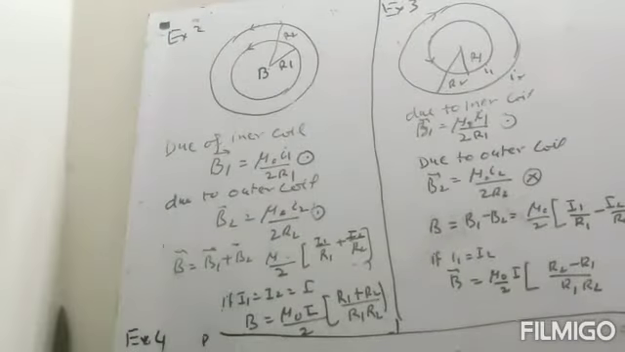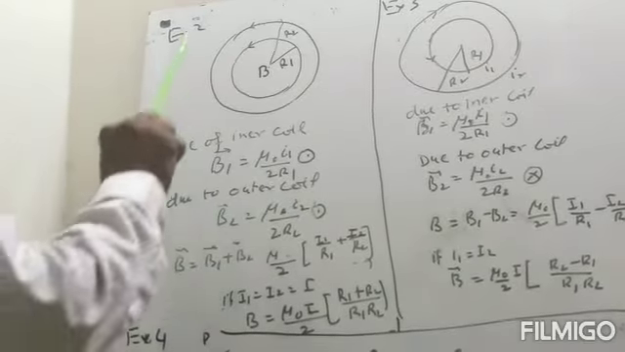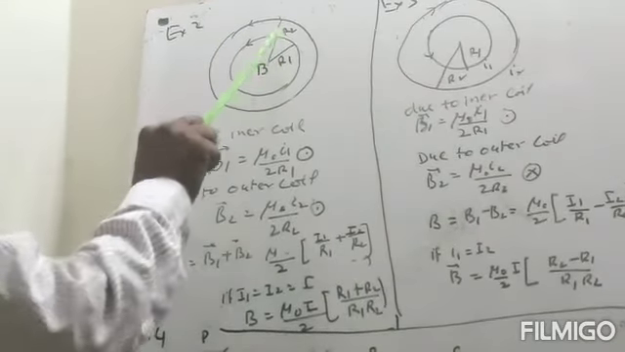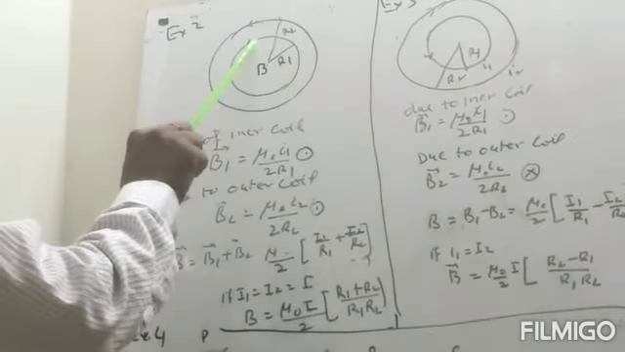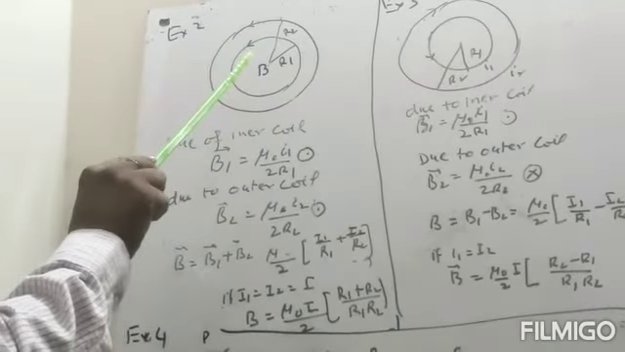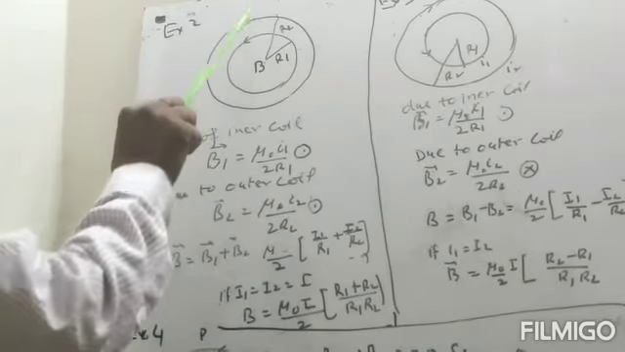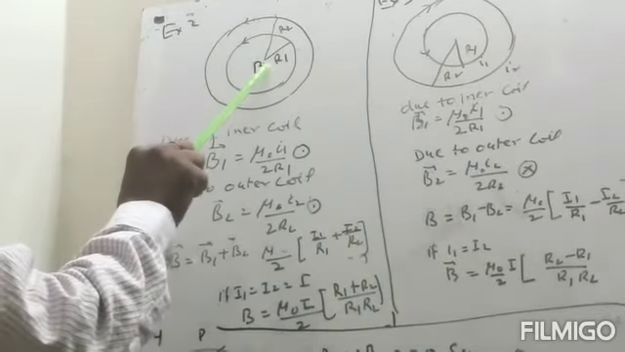Next, exercise number 2. We have two coils whose radii are R1 and R2. The currents are I1 and I2. Their center is common.